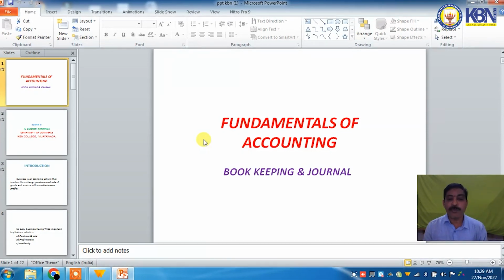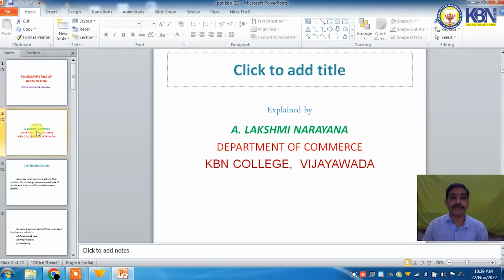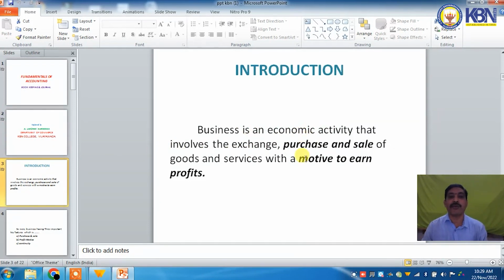Here, two important elements are involved in business: purchase and sale of goods and services, and motive to earn profits. Purchase and sale are the main economic activities in every business in order to make profits. No business can run without purchase or sale. So we can say that purchase and sales are the important key elements in every business.